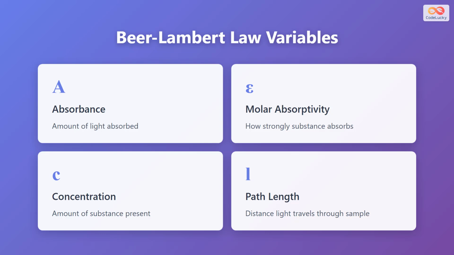Let's break down each variable in the Beer-Lambert law. A is the absorbance, which tells us how much light was absorbed by the sample. Epsilon, the molar absorptivity, is a constant that tells us how strongly a particular substance absorbs light at a specific wavelength. Different molecules have different epsilon values. C represents the concentration of the substance in the solution, usually measured in molarity. And L is the path length, which is the distance that light travels through the sample, typically measured in centimeters. When we multiply epsilon, C, and L together, we get the absorbance A.